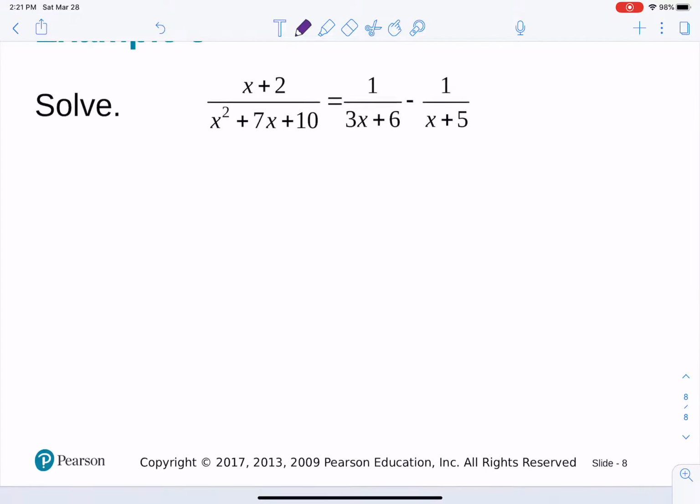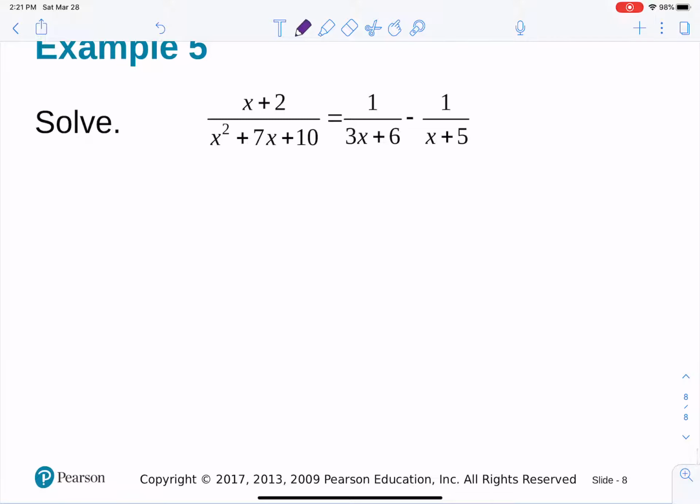Here we have a problem that looks very complicated. So we have a quadratic polynomial there, and we have two terms on the left-hand side, the right-hand side. So let's start with the denominator on the left-hand side, x squared plus 7x plus 10. The question to ask here is, could we factor this? We absolutely can. We could write it as x plus 5 times x plus 2. Let's move on to the right-hand side.